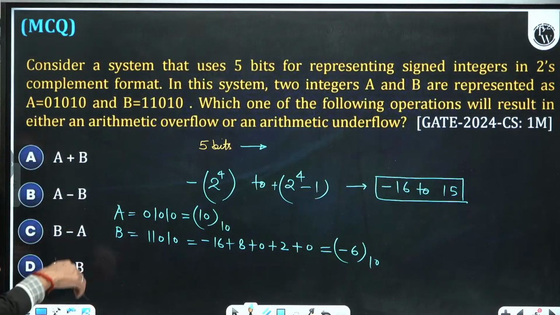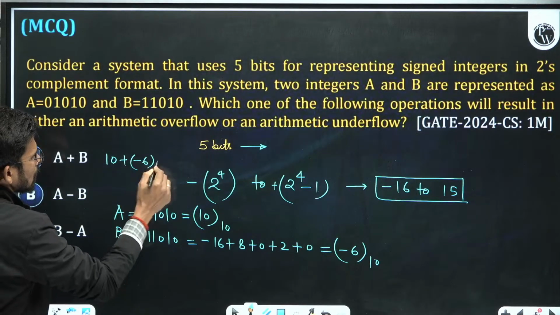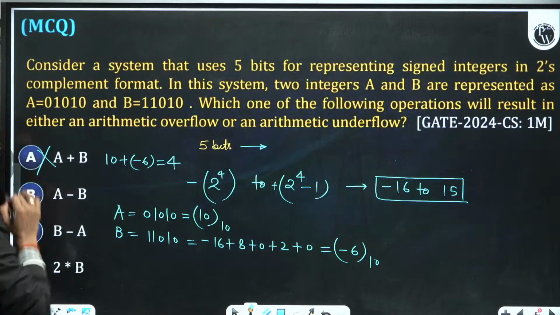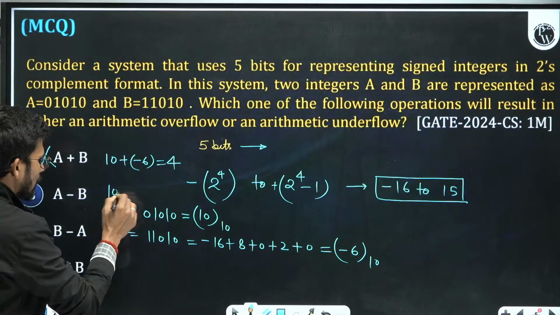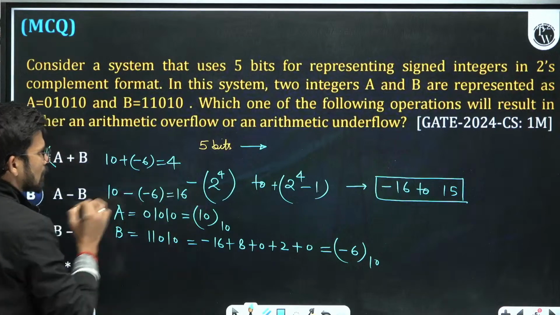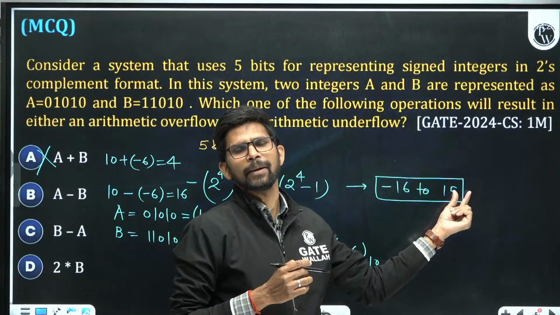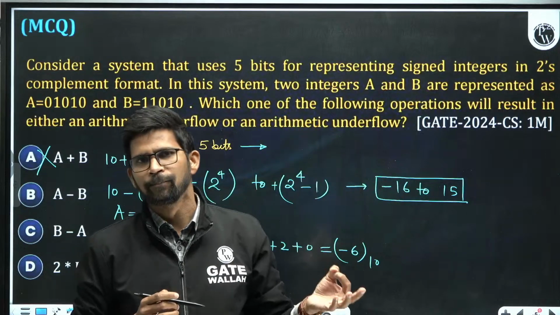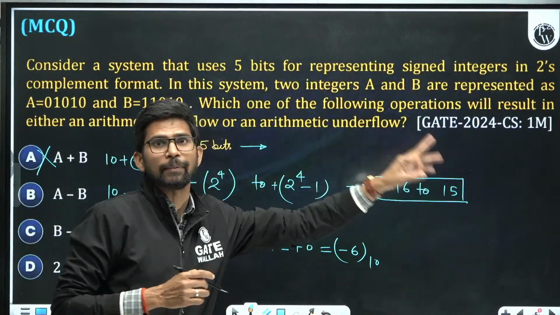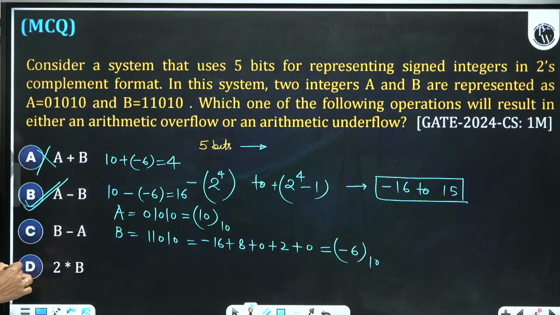Now, A plus B, what will be A plus B? 10 plus minus 6. This is plus 4. So overflow will occur? No, sir, no overflow is there. A minus B, 10 minus minus 6, that is 16. Overflow will occur? Yes, sir. Because on the positive side, we can represent only up to 15. We cannot represent plus 16. We can represent minus 16, but not 16. So overflow will be there in case of A minus B.